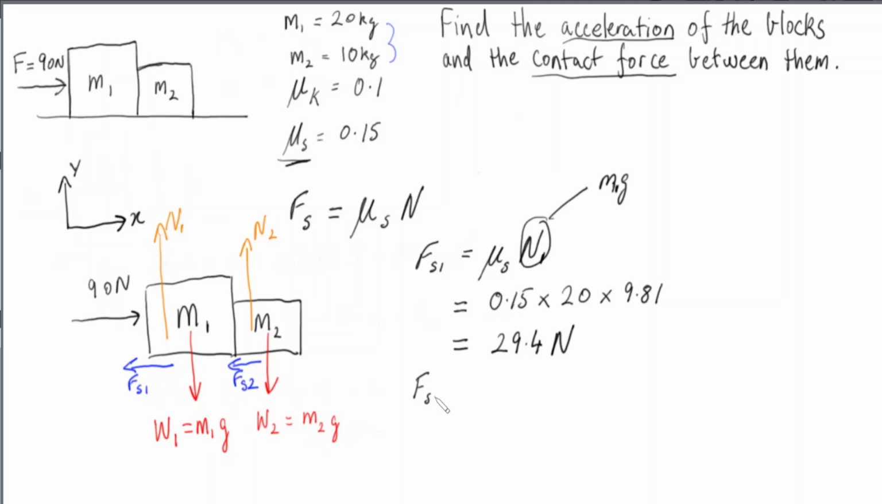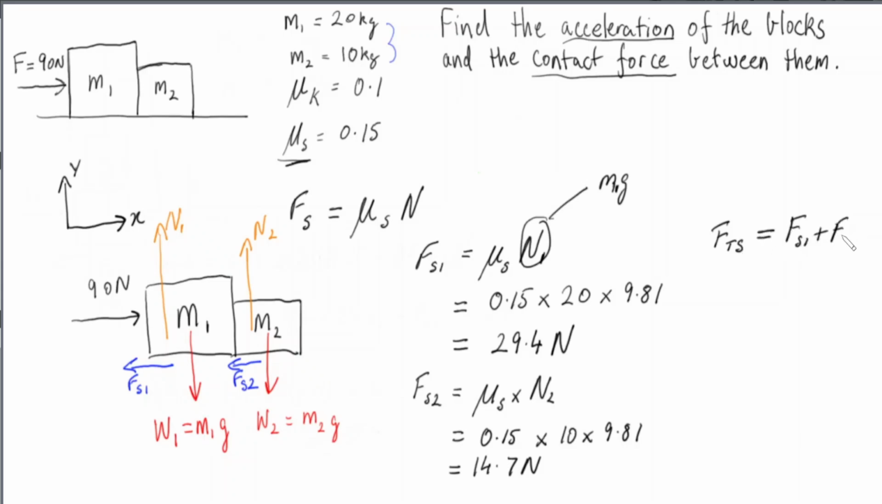Let's go ahead and do the same for the second block. So Fs2 is equal to mu s times N2, and N2 is just m2 times g. So I can plug that in: 0.15 times 10 times 9.81 to give us 14.7 newtons. So the total frictional force, I'll call that FTS, is equal to Fs1 plus Fs2, which is 29.4 plus 14.7 to give us 44.1 newtons.